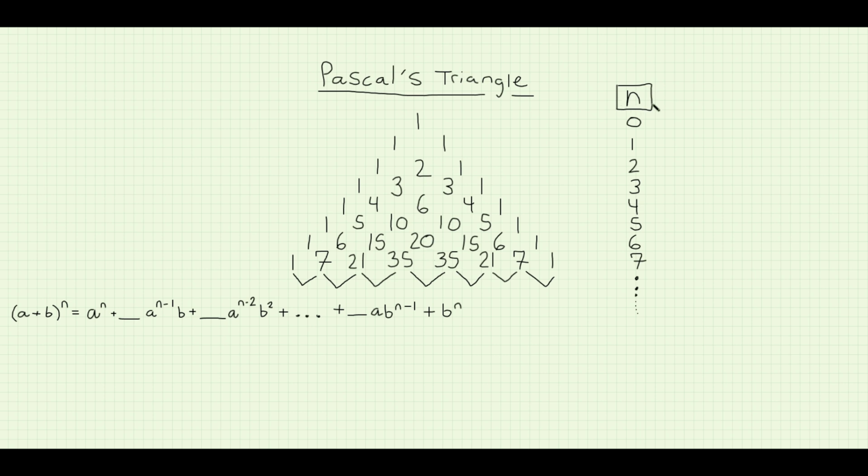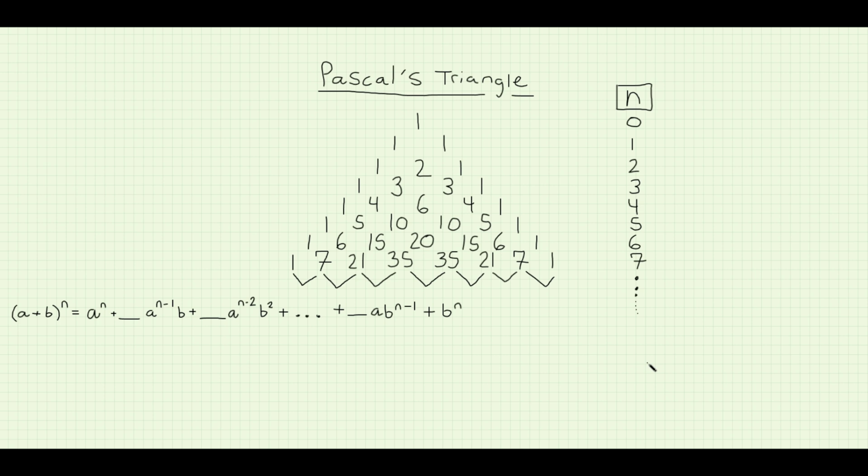And whatever power you're raising the binomial to, n, can be recovered by whatever row you're looking at. In other words, n shows the row and the corresponding row shows the numbers that fill in the blanks in this formula. Let's do an example.